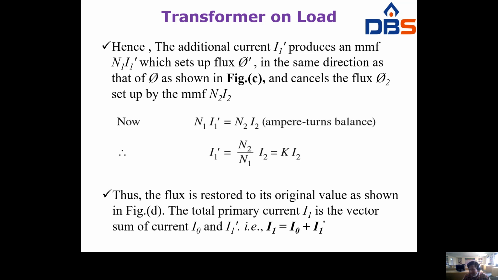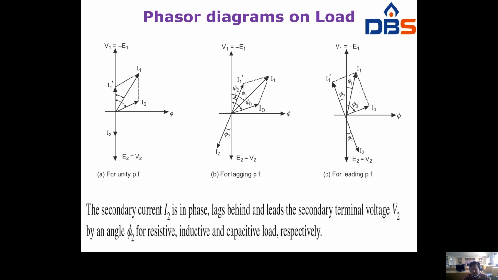So primary current I1 is equal to no load current I0 plus leakage current I1 dash. So load conditional primary current is equal to no load current plus leakage current. So look at the phasor diagrams. So this may, suppose we have to explain offline classes, may easily understand. So as usual, first of all, listen clearly.